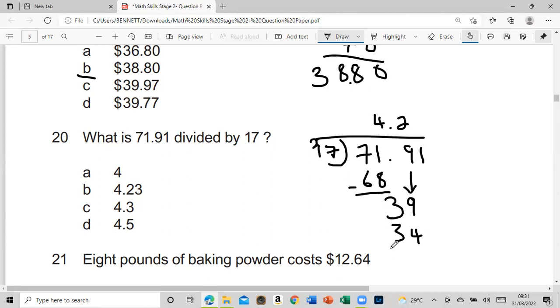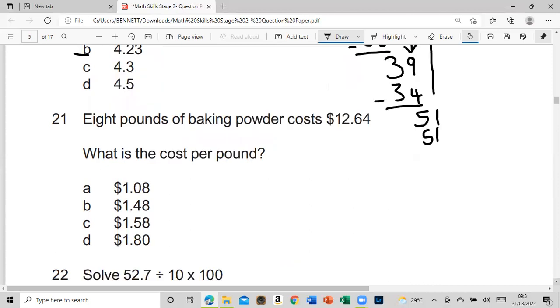Alright, I'm going to continue. Subtract, that leaves 5. Carry down the 1. 17 into that goes exactly 3 times. It says do you guys want me to continue. So that would be 4.23.